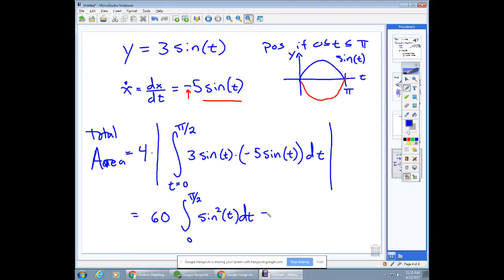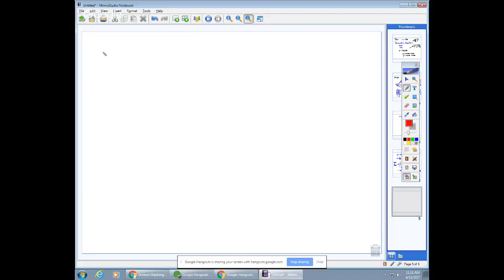So that means this is going to be equal to 60 times the integral from 0 to pi over 2 of (1 minus the cosine of 2t) over 2 dt. I think we could take this 2 into the 60 and get a 30 out of that. Then we just have to integrate 1 minus cosine of 2t, which isn't too bad. So new page, antiderivative for 1. We're still getting area here, and we have a 30 hanging out front.